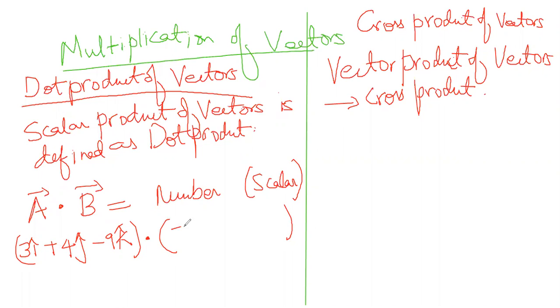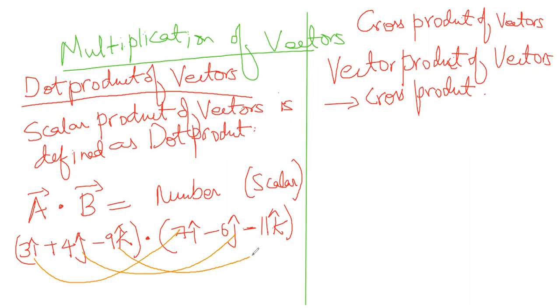Sir, 7 i cap minus 6 j cap minus 11 k cap. This was the second vector. Now if I have to do the dot product or scalar product, it is so simple. i multiplies with i, j multiplies with j, k multiplies with k, and all other cross multiplications of i dot j, j dot k, k dot i, all will succumb to 0.